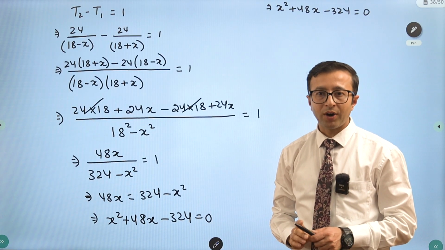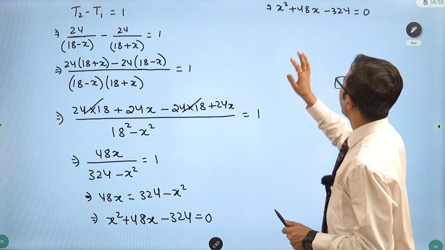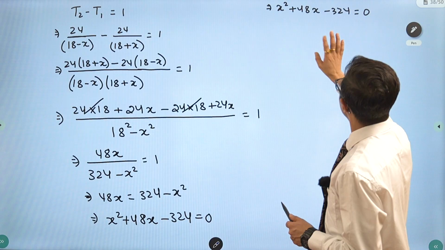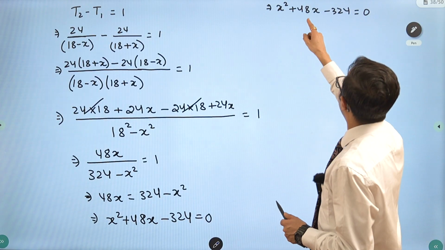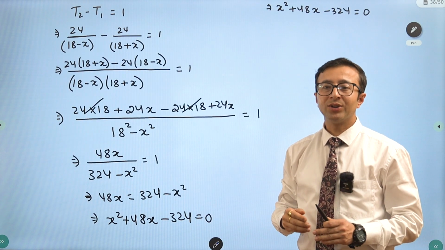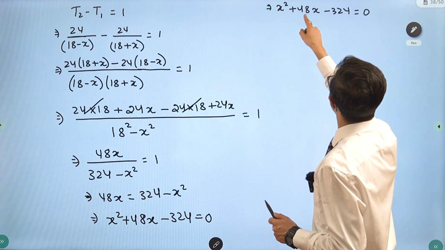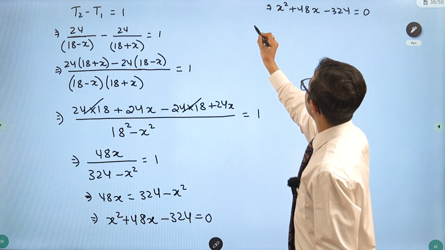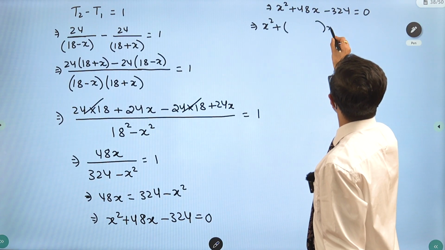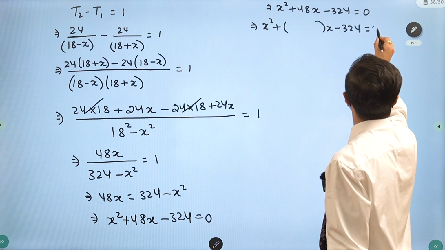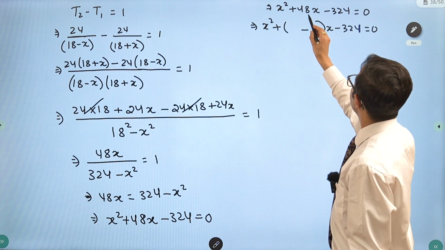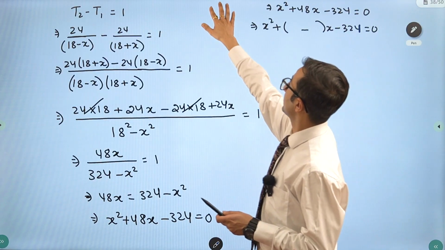Now, if you want to use the quadratic formula, you can use it, but for you, I am solving this using middle term splitting. To use middle term splitting, look at here. In the first there is 1, at the end there is 324. We have to find the two factors of 324 whose difference is 48. Let me write first here x square, plus x, minus 324 is equal to 0. Here it will be minus, because plus into minus is minus. By subtracting two numbers we should get 48. Now how to get this?